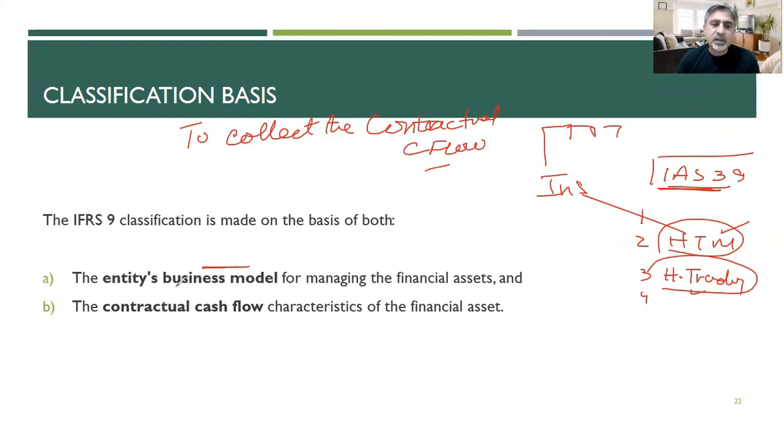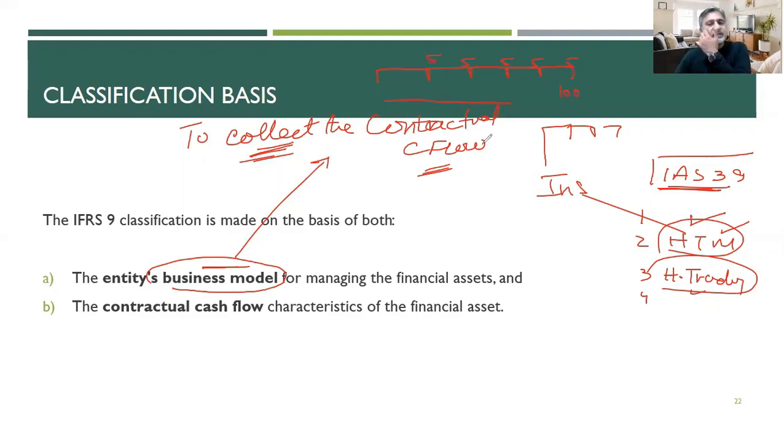What is your business model? Is your business model to collect the contractual cash flow? When you say that my business model is to collect contractual cash flow, it means you are talking about held to maturity, because you say, this is a bond which has a 5 year life. I will collect $5, $5, $5, $5, $5, and $100. So I have an intention of collecting the cash flow. And when I say collecting, it means collecting to the end. This means held to maturity.